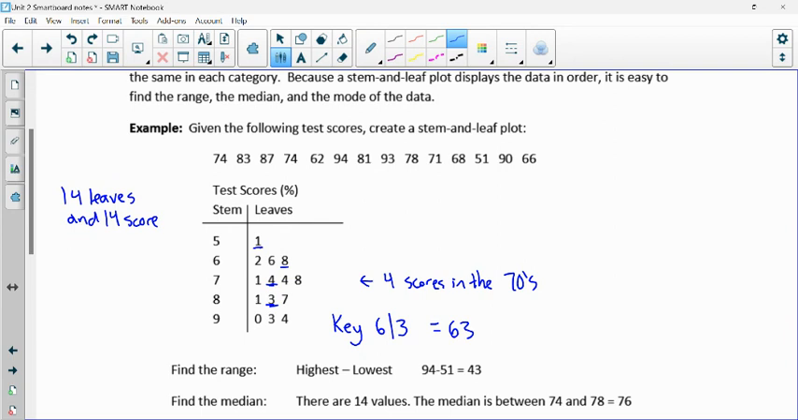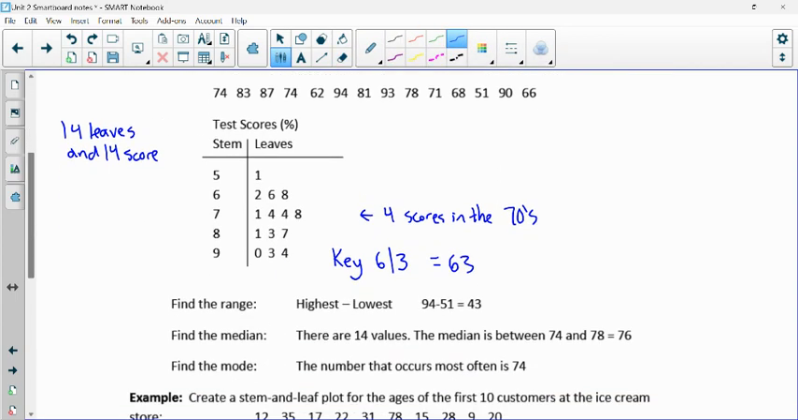So again, we can use this to help us find our range because our highest number would be in the bottom right. In this case, it would be 94. Our lowest is in the top left, which is 51. And we can subtract 94 minus 51 and get 43. Because remember, range is always highest minus lowest. So that's one way you can use a stem and leaf.